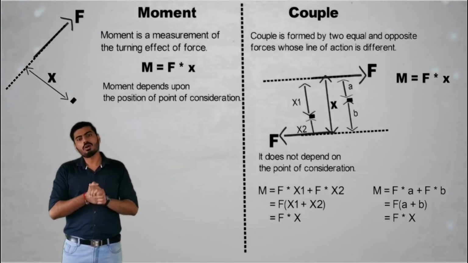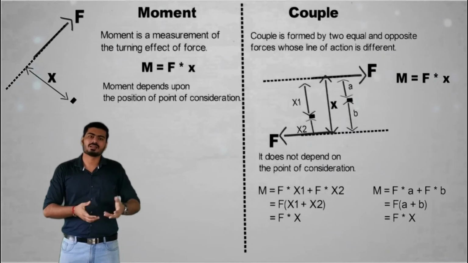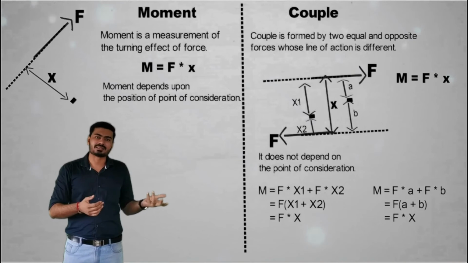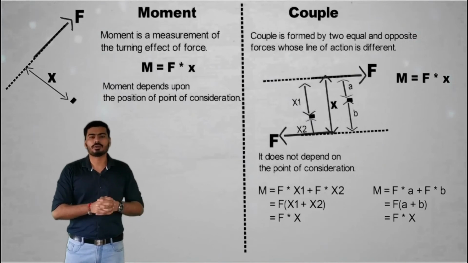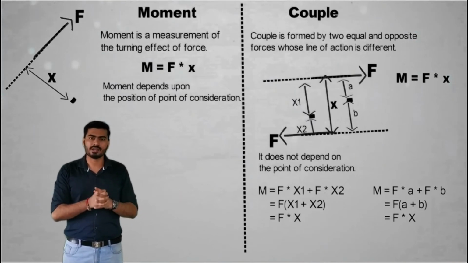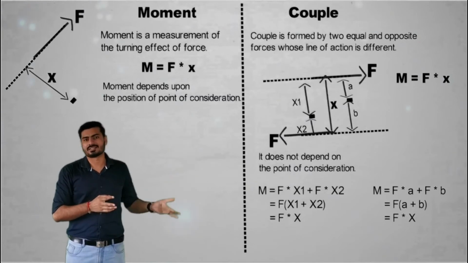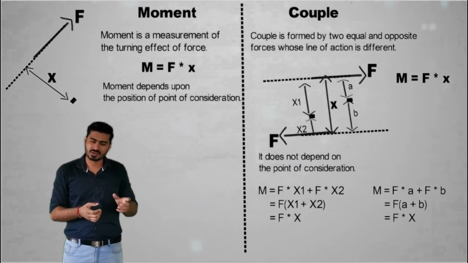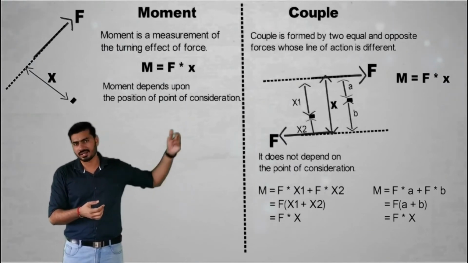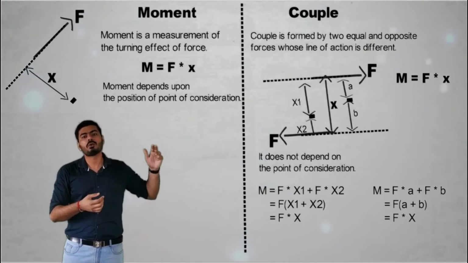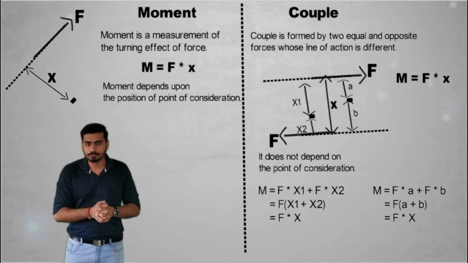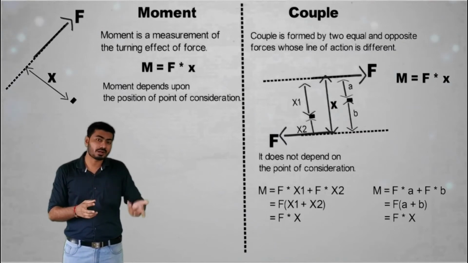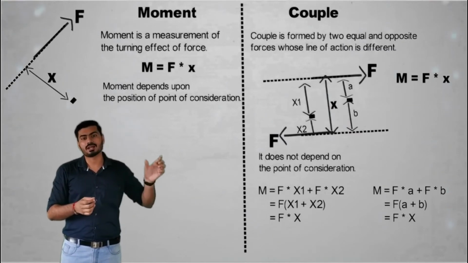Again, the summation of the A and B distances is nothing but x. So we can replace A plus B with x, and the final equation of our moment will look like F into x. So we have taken two different points of consideration, at x1 and x2 distance, and at A and B distance, but for both of those points of consideration, we have got the moment of the couple as F into x, a constant.